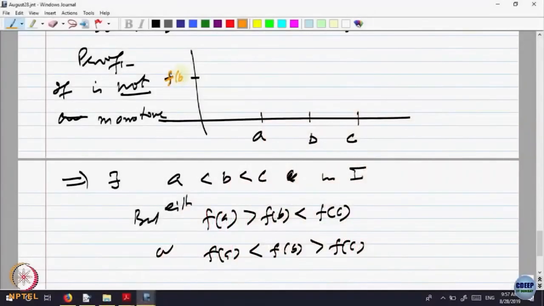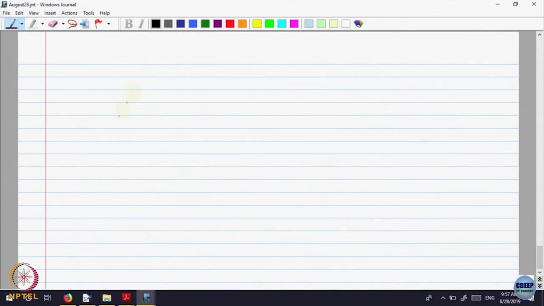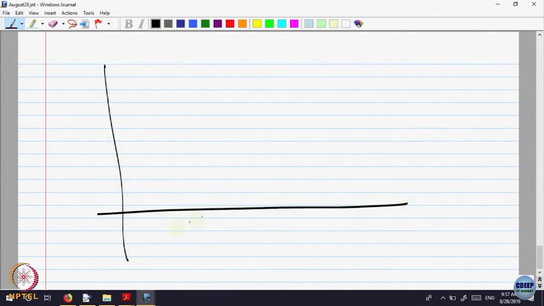Now let us see, to visualize, f of b is somewhere here. So let me write f of b, and it is bigger than f of a, so probably here is f of a. Are you able to see, or shall I draw a bigger picture? I think a bigger picture will be a better idea. So let me draw somewhere here. Here is a, here is b, and here is my c, 3 points we have got.